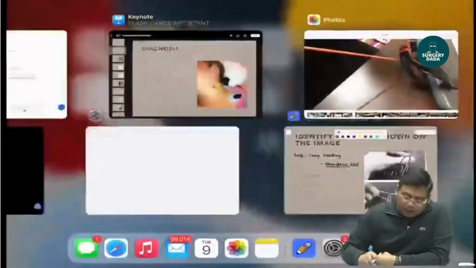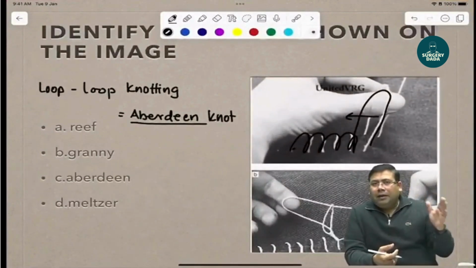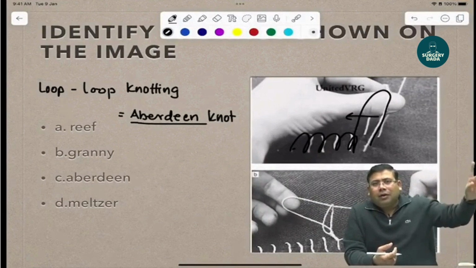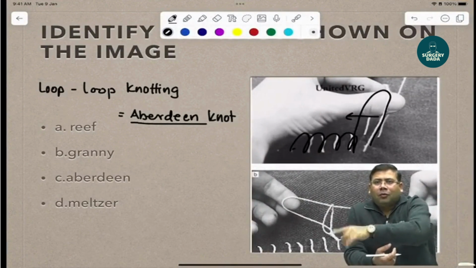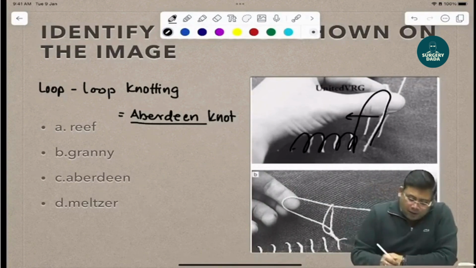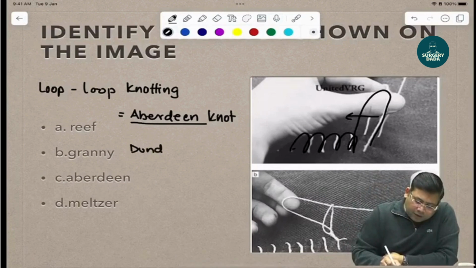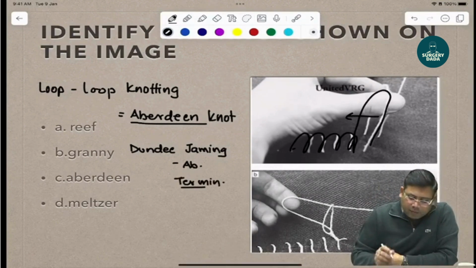Dundee jamming, why is it known as Dundee jamming? The initial process of locking is Dundee jamming. This knot technique was designed in Scotland, where Dundee is the northernmost tip. You start from Dundee and jam it, and go to the southernmost tip, that is Aberdeen, and that is why it is Dundee jamming and Aberdeen termination. This is the complete name for this knot.